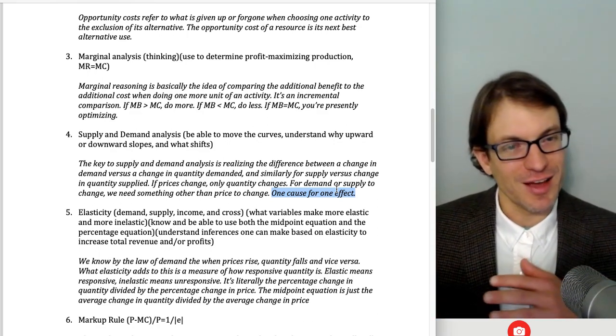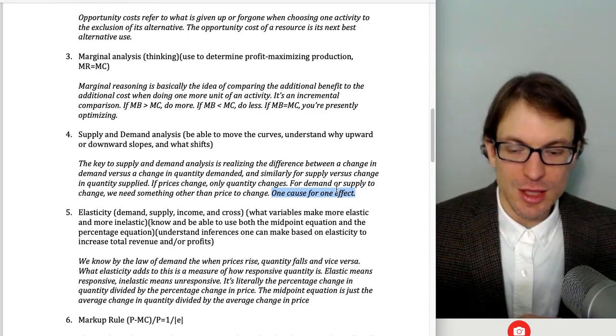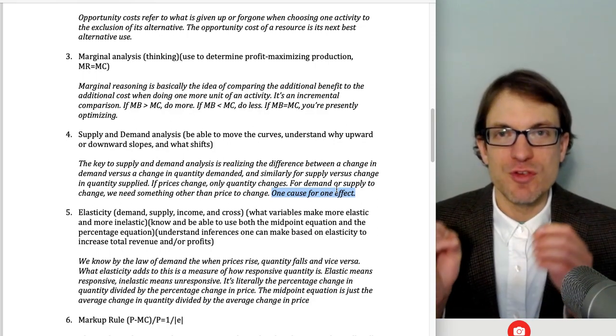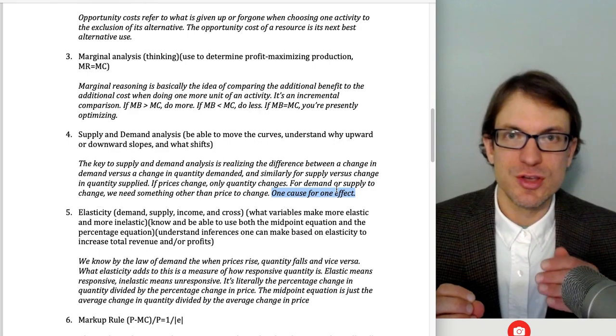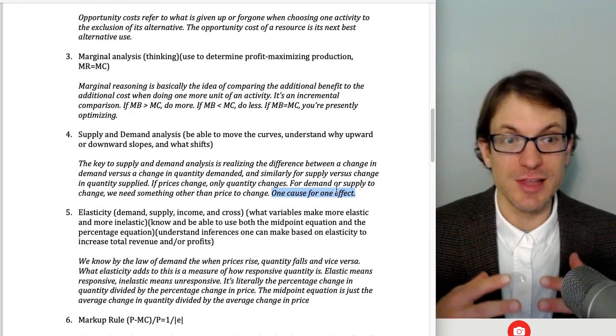So the effect on the other side: if you have a shift in supply, you'll get a change in price and a change in quantity demanded. If you get a shift in demand, you'll get a change in price and a change in quantity supplied. That's how they link together.